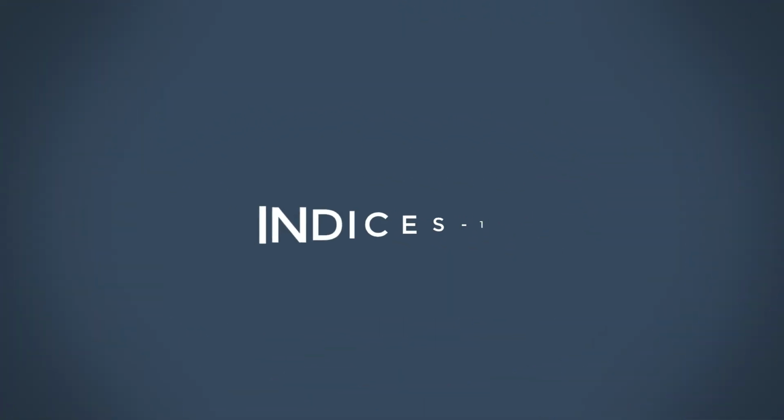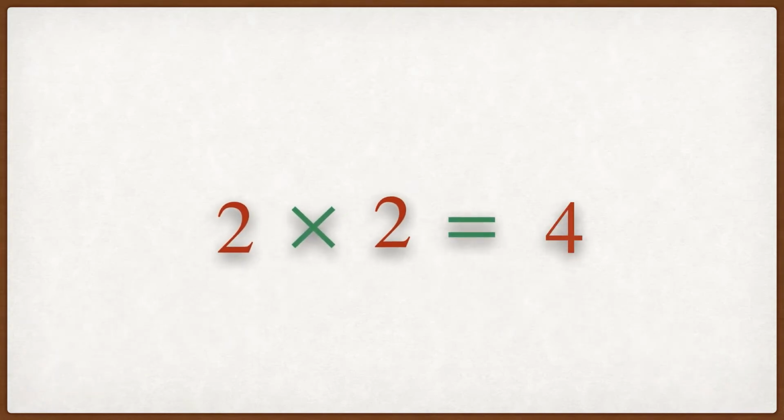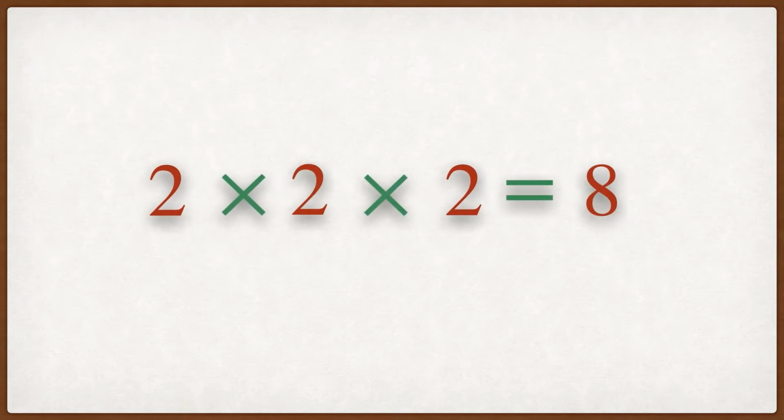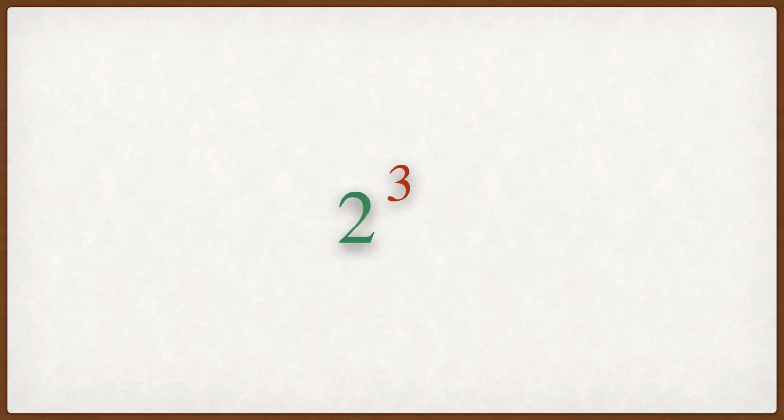Welcome to my lecture. In this video, you'll learn how to write numbers in index form and understand the multiplicative index laws. 8 is an ordinary number. However, it can also be written in index form. Since 2 times 2 is 4, and again multiplying by 2 is 8, we can write 8 as 2 to the power of 3. 3 is called the power, exponent, and also known as the index number.